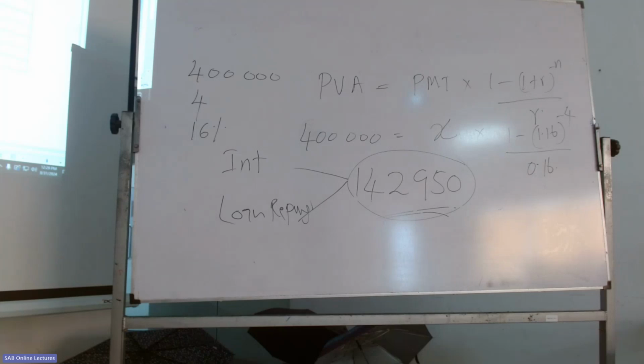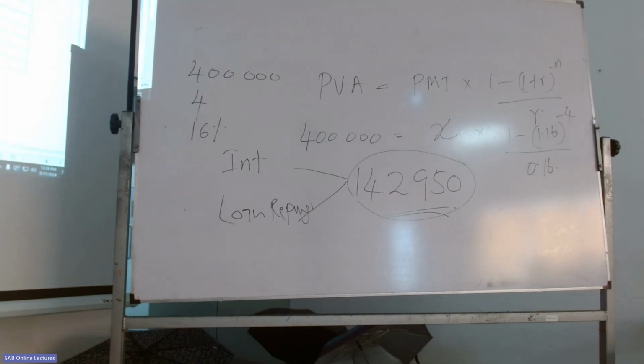So this installment is 142,950. It is fixed. Throughout these 4 years, you are paying this 142,950. Then your loan is over. That is not changing. Every year, at the end of every year, you deposit this amount. Now in year 1, the interest component is 64,000. So your installment is 142,950.